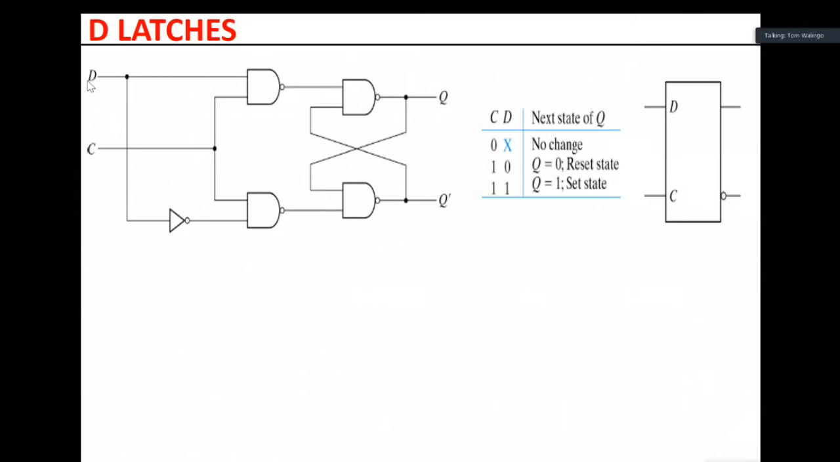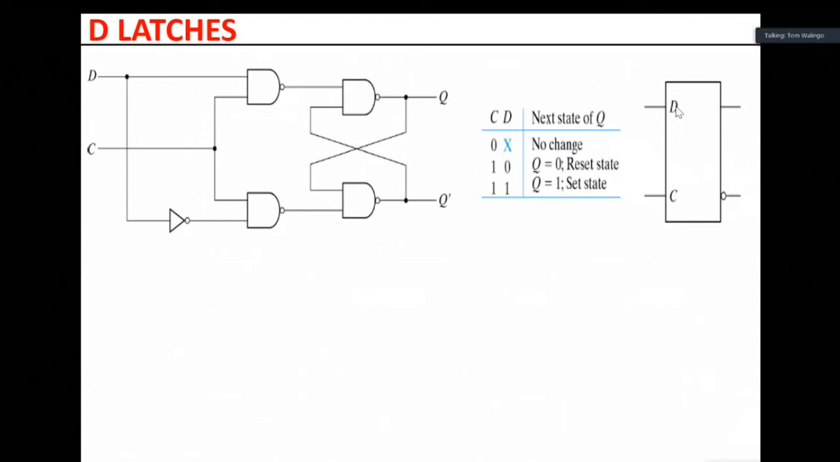Q mimics D when enabled. If D is 1 when enabled, when C is 1, Q is 1. If D is 0, Q will be 0. If D is 1, Q will be 1. And we are looking at Q, not Q complement. And that here is the symbol of the latch.